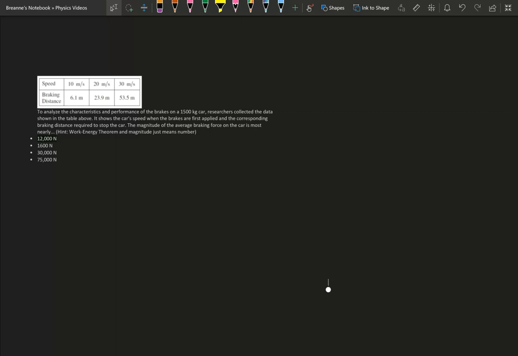So again, I gave you the reference of the work energy theorem. The key thing here, though, is that it says average. So we need to take the average of the speed. To get the average, you add them up: 10 plus 20 plus 30, and you get 60. But to get an average, you have to divide that by 3, and you get 20.